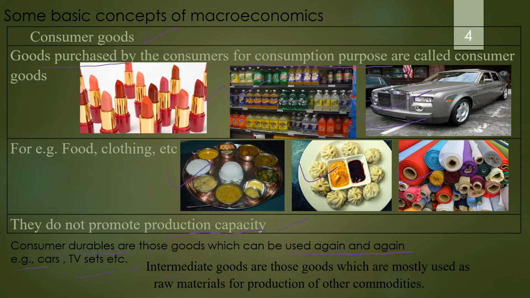Then what are intermediate goods? Intermediate goods are those goods which are mostly used as raw material for production of other commodities. So intermediate goods you can consider even sometimes semi-finished goods, because semi-finished goods cannot be consumed. It should move further in the process of production. So here intermediate goods are considered as raw material or semi-finished goods which are used for the production of other goods and services.